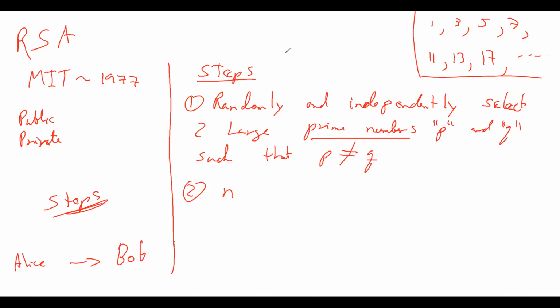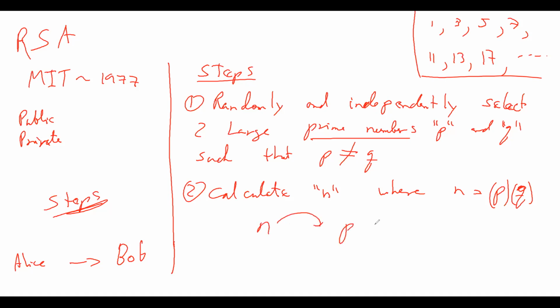So calculate n, which is the product, where n is equal to P times Q. It's as simple as that. N is just the product of P and Q. What's important about this is that getting N from P and Q is trivial, whereas if you have N, you cannot figure out P and Q. Okay, so this is hard.